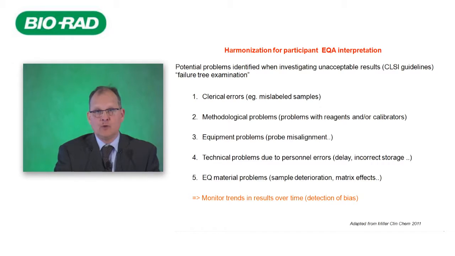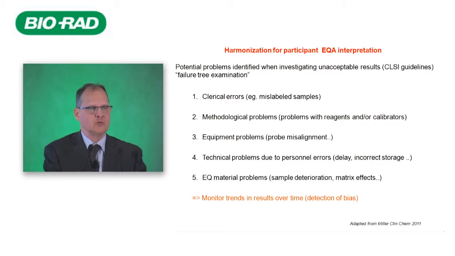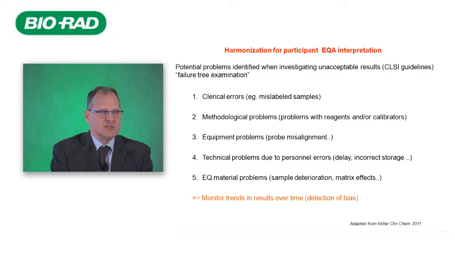Next point is to see what could be harmonized more. If we see that harmonization of participation could be interesting, because there are several potential problems identified when investigating an unacceptable result. And the CLSI guidelines give you some clues to make a failure tree examination of the behavior of the sample within the lab. You can see clerical errors, for example, as we talked about a few minutes ago, mislabeled samples. Methodological problems regarding reagent, calibration, etc., equipment problems, for example, or technical problems due to personal error, and finally, EQA material problems, for example, the problem of sample deterioration, and the problem of matrix effects. In fact, with this failure tree, you can monitor trends in results over time and detect bias.